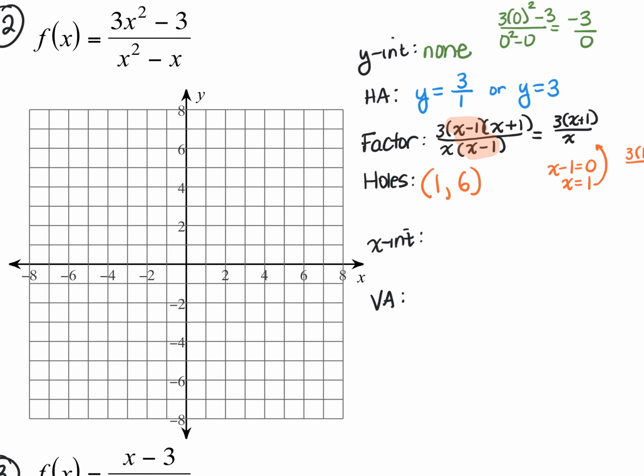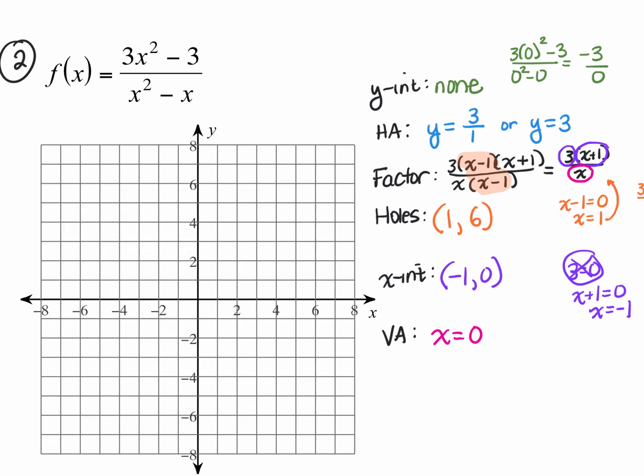Okay, whatever's left will help us determine our x-intercepts and our vertical asymptotes. So x-intercepts takes whatever's in the numerator and sets those factors equal to 0. Well, once again, we end up with something that just doesn't make sense. When we set 3 equal to 0, that doesn't give us anything. But when we set x plus 1 equal to 0, we get x equals negative 1. So we get an x-intercept at negative 1, 0. And then finally, our vertical asymptotes. Vertical asymptotes come from whatever's left in the denominator, setting it equal to 0, which in this case is just x equals 0.